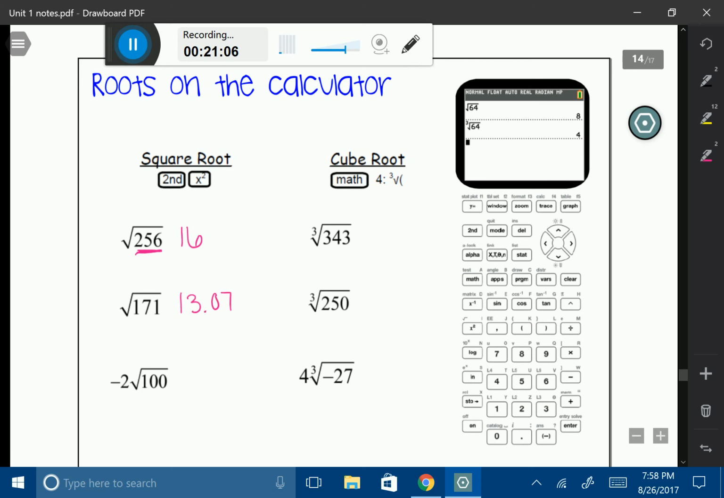And let's go ahead and type in the next thing, -2, and then square root of 100. Just type it just like that in your calculator using those buttons above. I get -20. Now let's try the cube root.